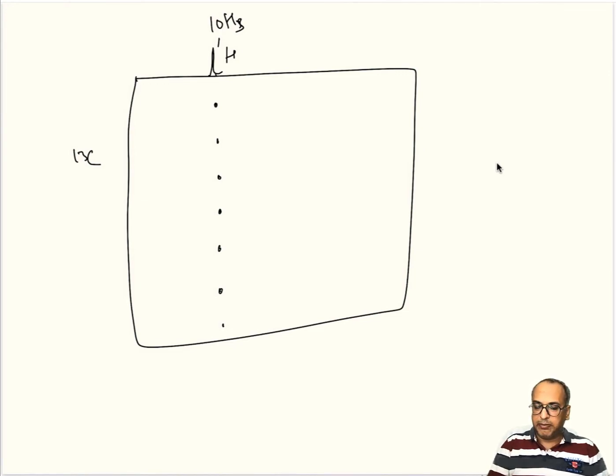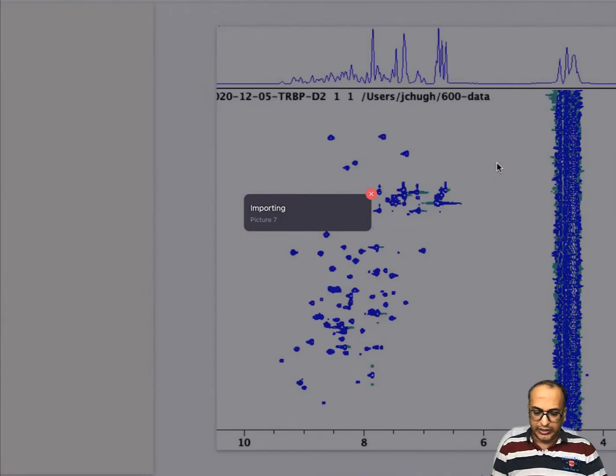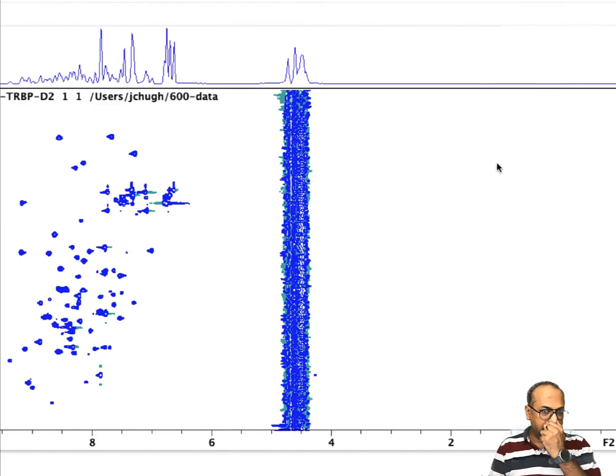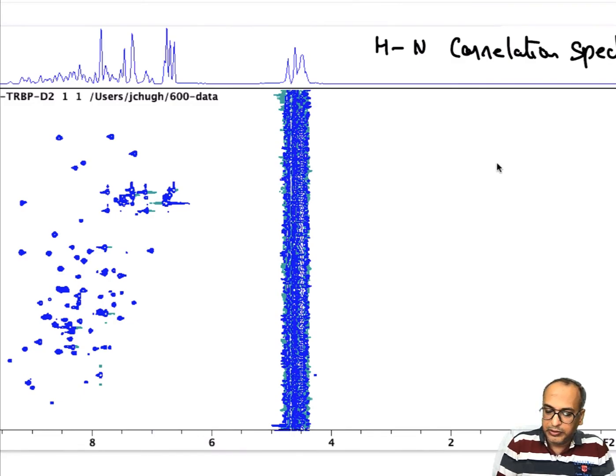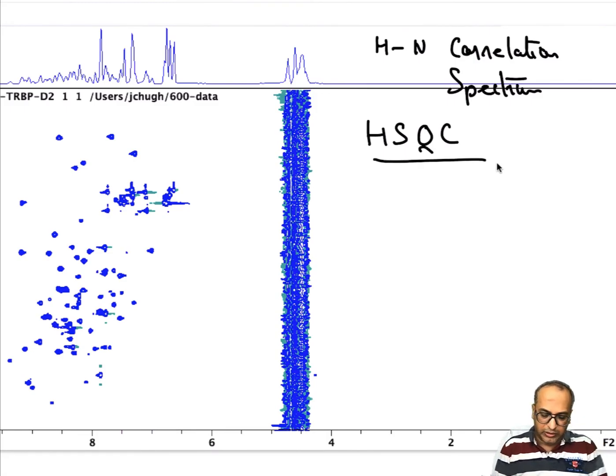So I'll show you a sample spectrum of a proton-nitrogen HSQC, and then it will be clear. So this is a typical proton-nitrogen correlation spectrum, and this is called HSQC. Do not worry about this acronym, we will learn this.